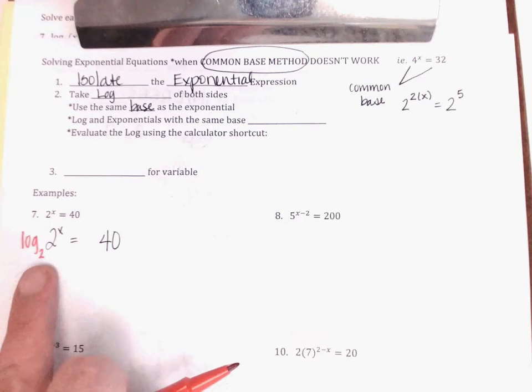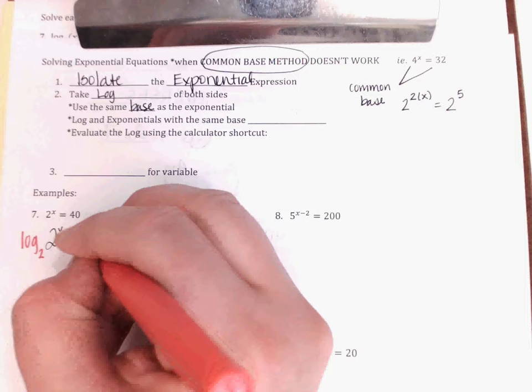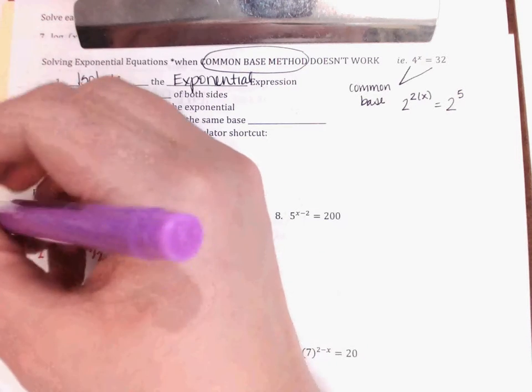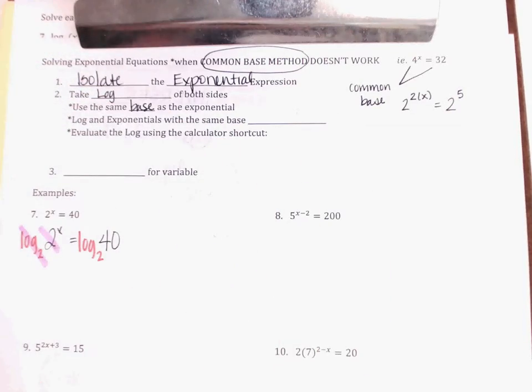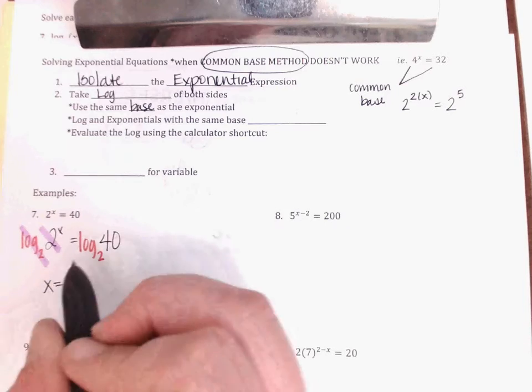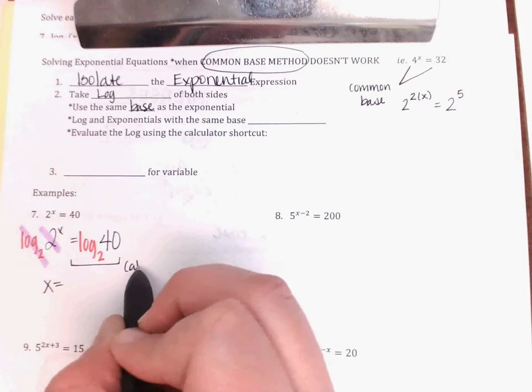And if I log little 2 on this side, what do I have to do on the other side? Another log little 2. And then what's going to happen here if I log to a 2? They're inverses, so they cancel. So these guys are gone. What comes down? X equals, and then over here, you're going to type that into the calculator.